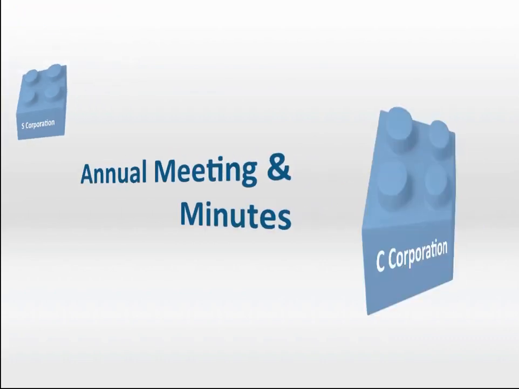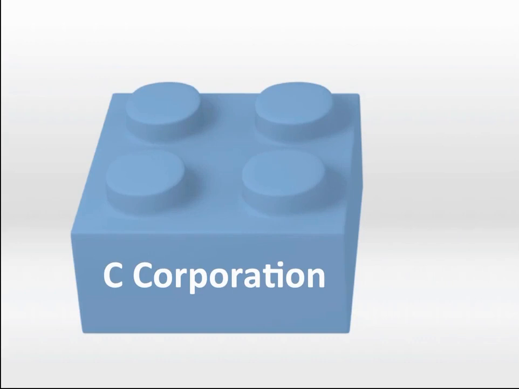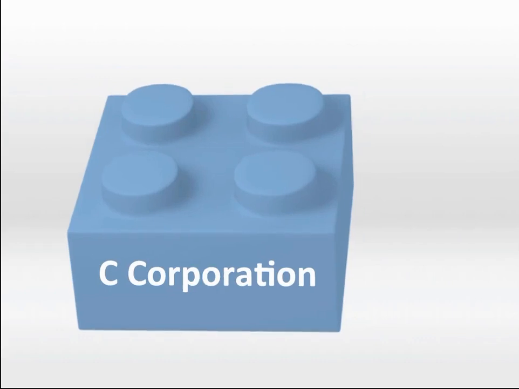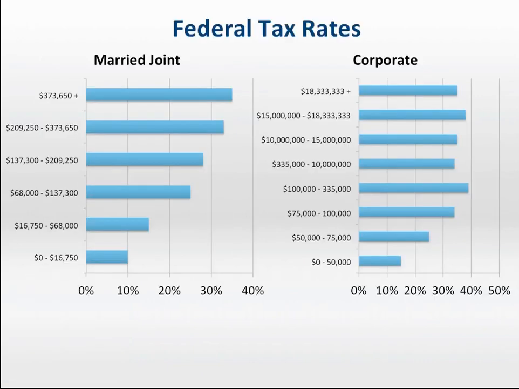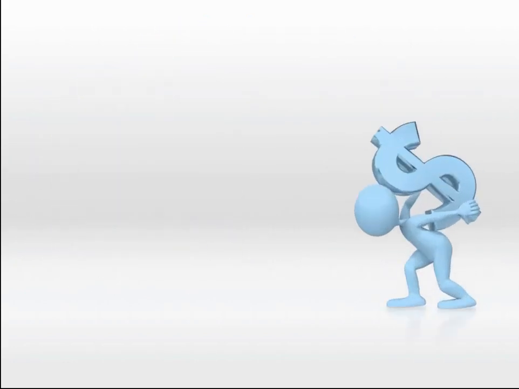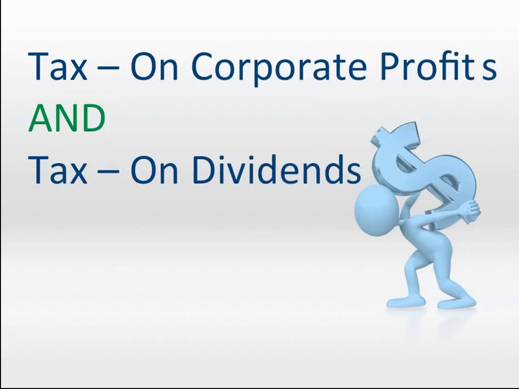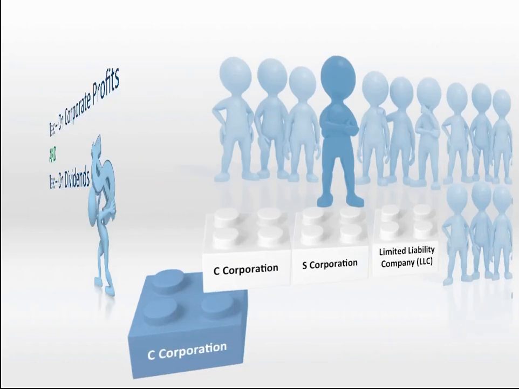Now let's look at the C corporations. C corporations are separate taxable entities. They file a corporate tax return separate from your personal tax return. They pay taxes at corporate level rates, which differ from individual tax rates. And C corporations face the potential of double taxation, where you are taxed on corporate profits, and then if those corporate profits are distributed as shareholder dividends, they're taxed a second time.